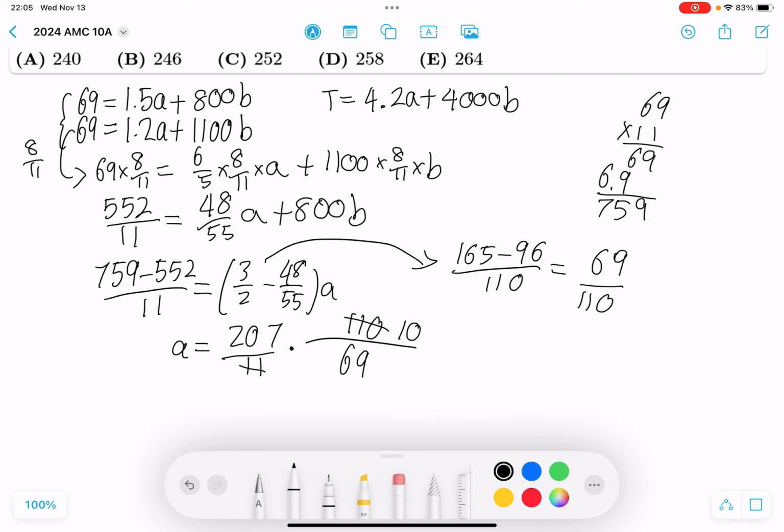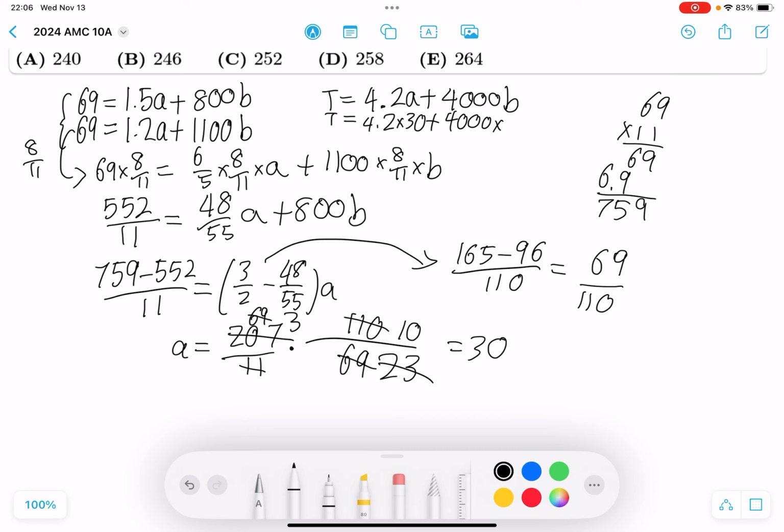And 207 and 69 have a factor of 3 in common. So 207 divided by 3 is 69, and 69 divided by 3 is 23, and 69 divided by 23 is 3. So A is actually 30. So we know that A is 30. All right. So T is 4.2 times 30 plus 4,000 times the value of B, which we'll input.